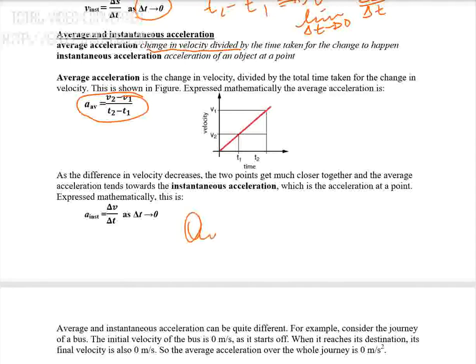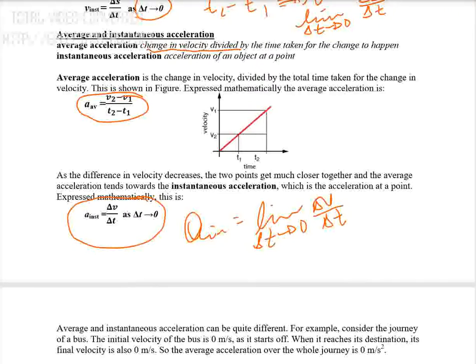Instantaneous acceleration is equal to the limit as change in t goes to 0 of change in v over change in t. That means the difference of the time is approximately 0, much smaller. For this reason, when we calculate instantaneous acceleration, we are calculating the acceleration of an object at some instant point. But the average one is between two points, where the change in the two velocities gives us the average acceleration.